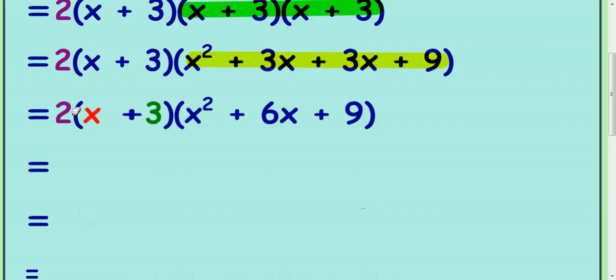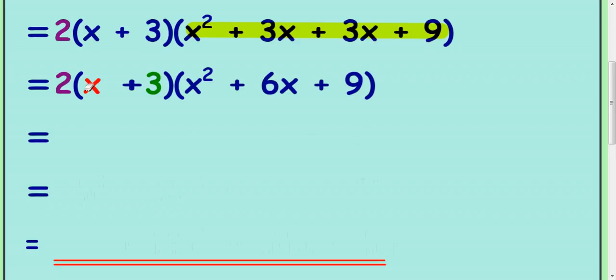Now you could multiply through by the 2 here and get 2x plus 6 and then multiply that through. I'm not going to do that. I'm going to multiply the x plus 3 by the x squared plus 6x plus 9 and then times it all by 2 at the end. But that technique is perfectly okay to do. So again, I'm going to leave the 2 at the front and I'm just going to multiply through by the x.